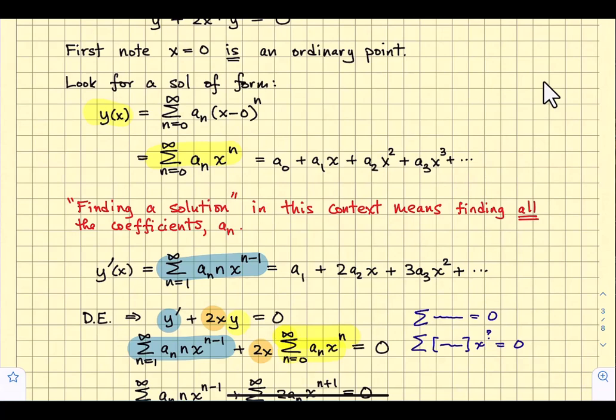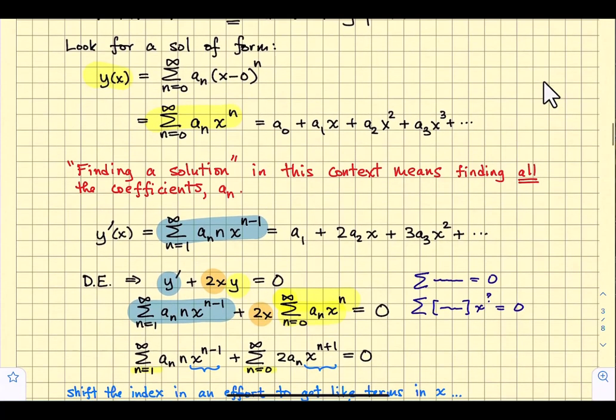If we plug this back into our differential equation, y prime plus 2xy equals 0, I'll plug this in for y prime, highlighted in blue. The 2x is just our coefficient function, so I'll leave it alone. And then the form of our solution y of x looks like this in yellow. Now if you stare at this, this is a combination of summations that has to equal 0.